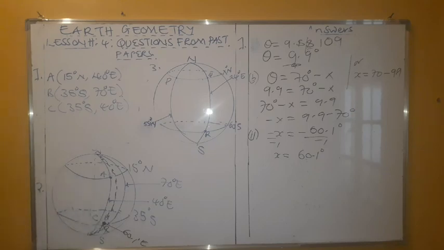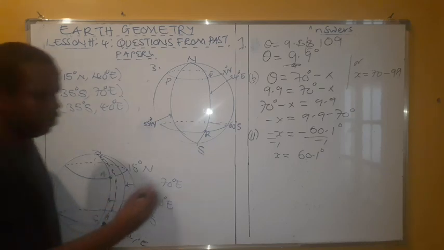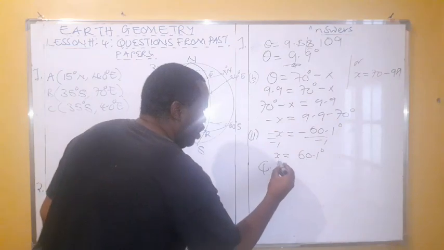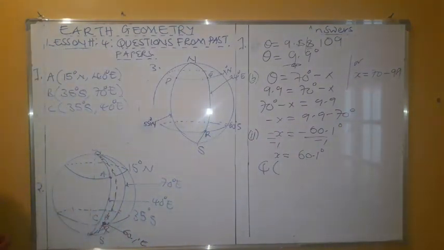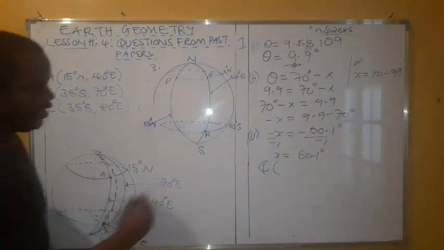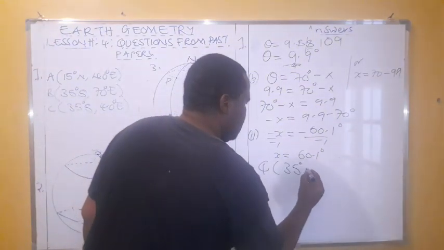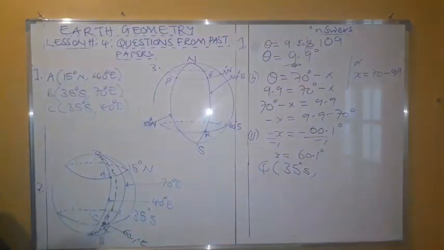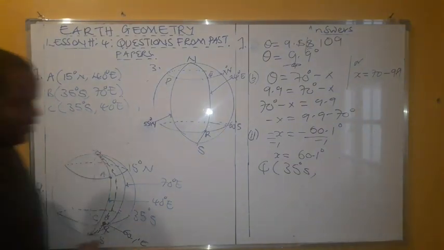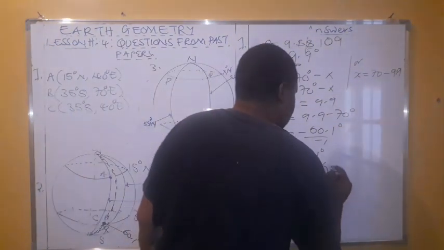So now, how do we state the position of Q? To state the position of Q, you start with the latitude. What is our latitude? Our latitude is 35 degrees south. But now, what is our longitude? Our longitude is 60.1 degrees east.